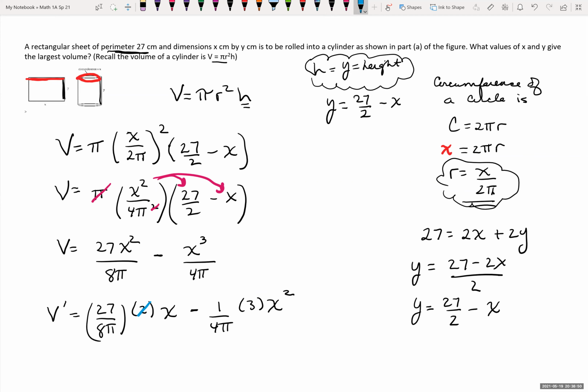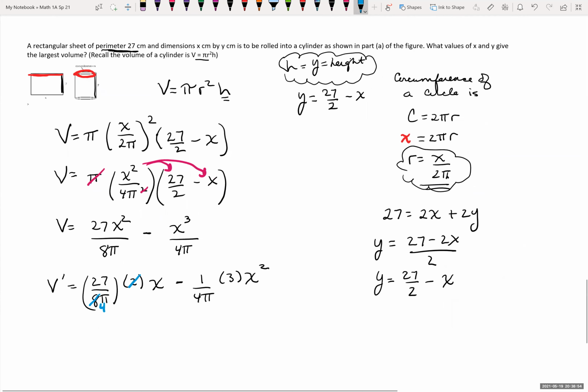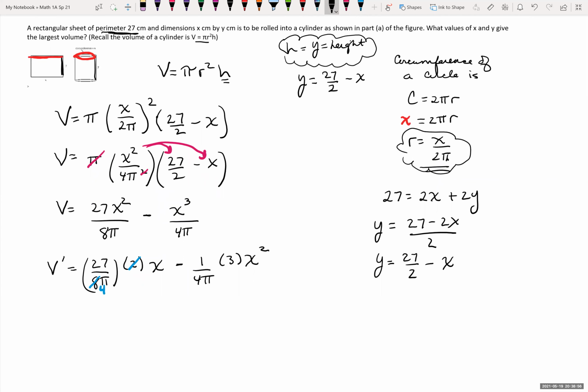Notice 2 goes into 8 4 times. And so we get that the derivative is equal to 27x over 4 pi. Notice we have a common denominator now, so we can just put this in one numerator, minus 3x squared.